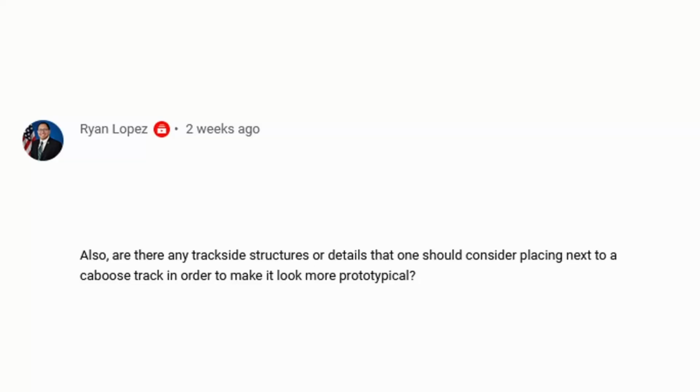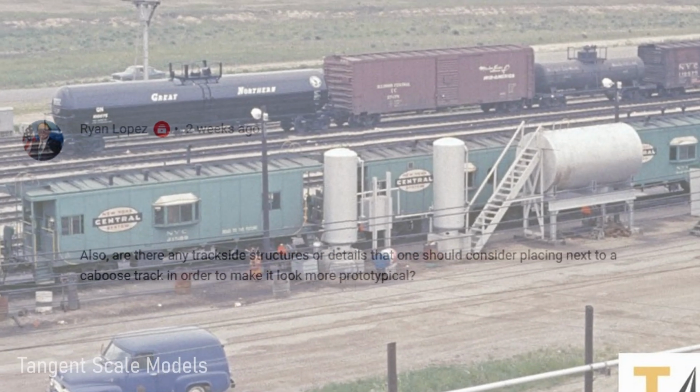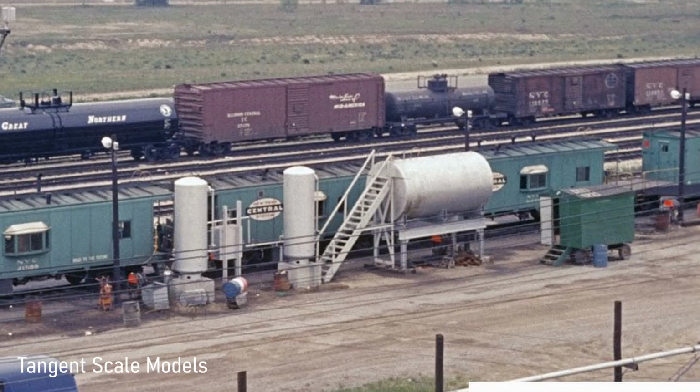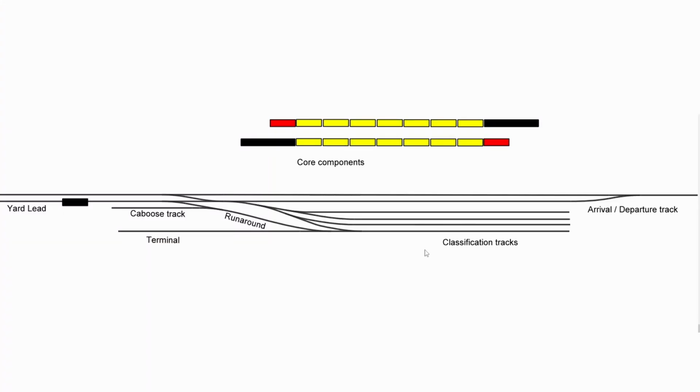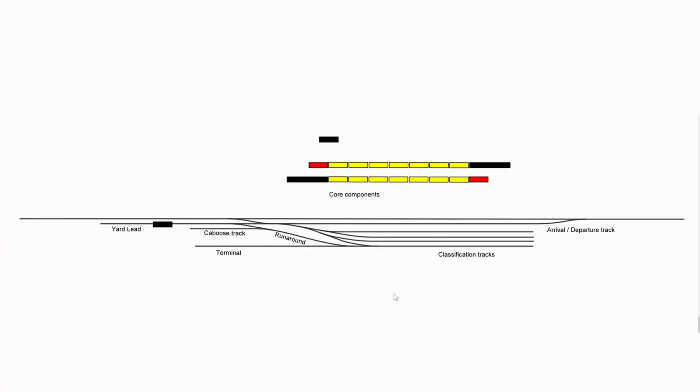Also, are there any trackside structures or details that one should consider placing next to a caboose track in order to make it look more prototypical? So let's dive straight in. This is a snippet out of my video number 49. So here you basically see a yard and all the basic components. This yard can be far larger and it can be double-ended and all that. We're going to use this to explain a bit.